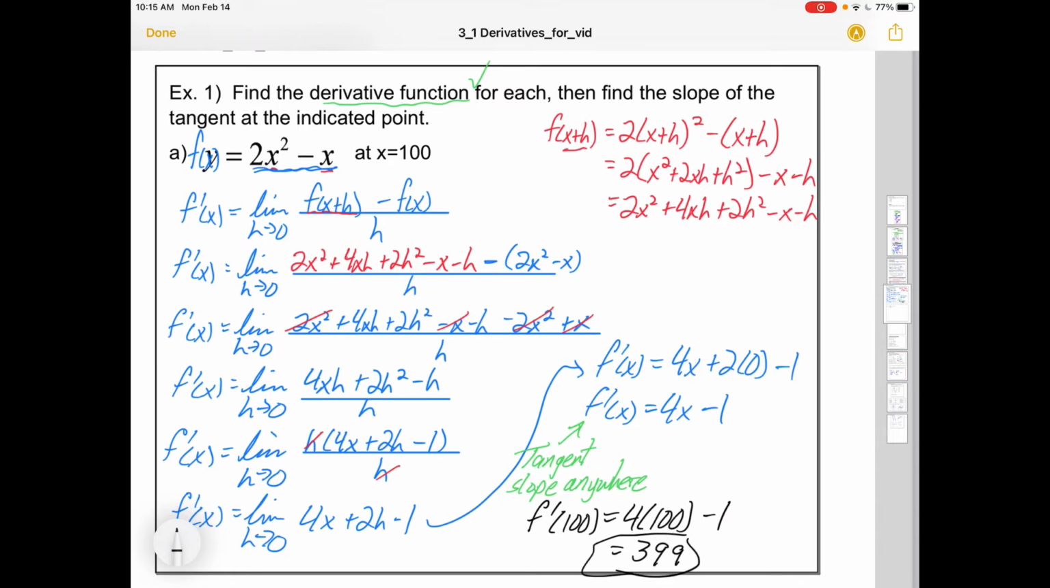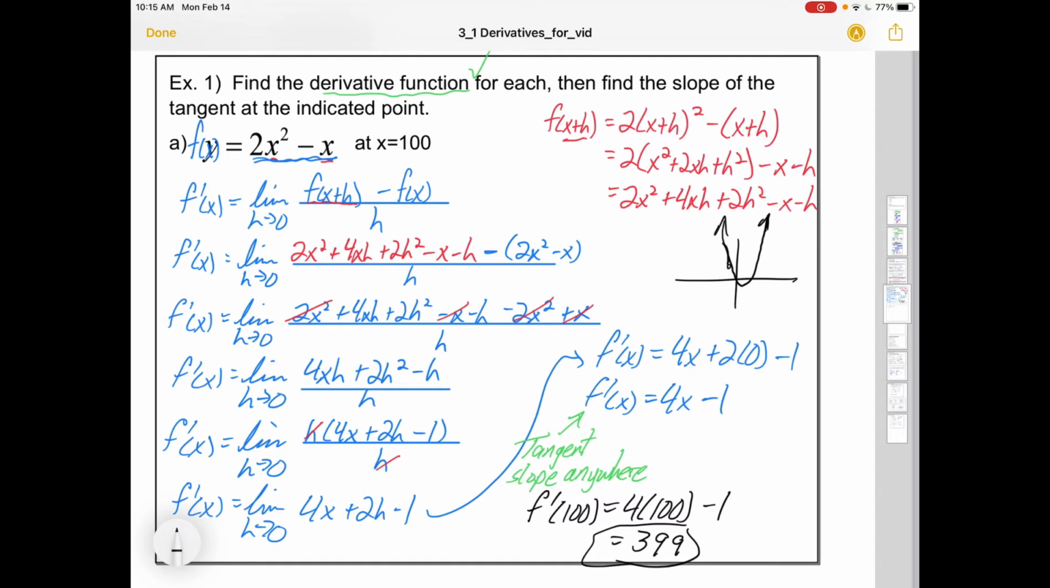Does that make sense? Let's think about the original function would have been a parabola that opens upward. Out at x equals 100, it's going to be really high and also really steep. So this seems like a reasonable answer. I'm going to check it on Desmos, though.